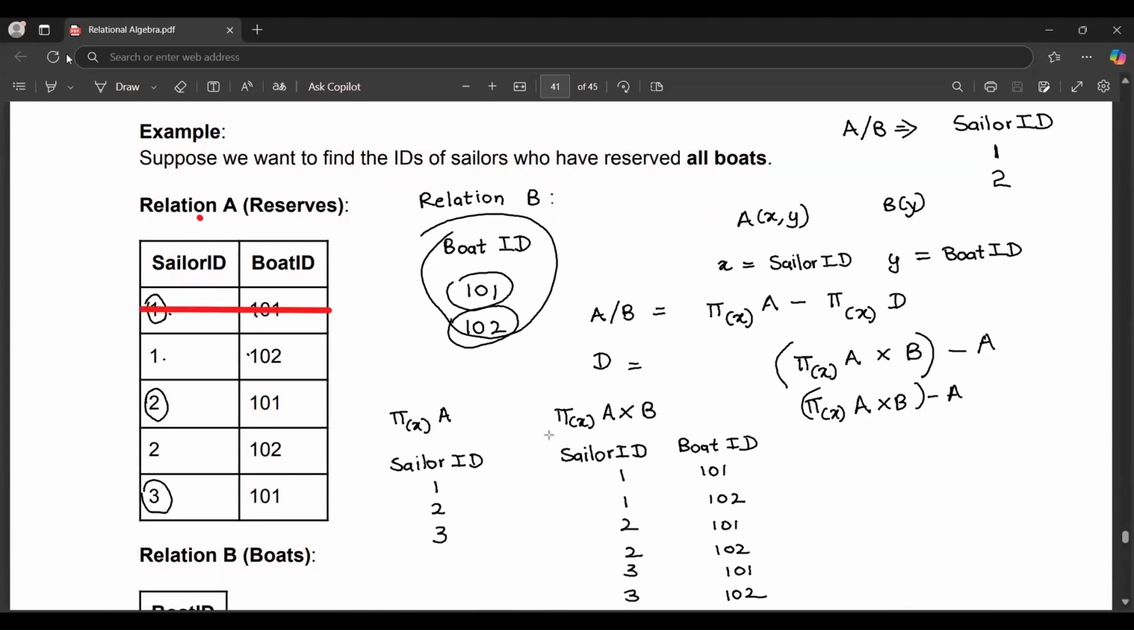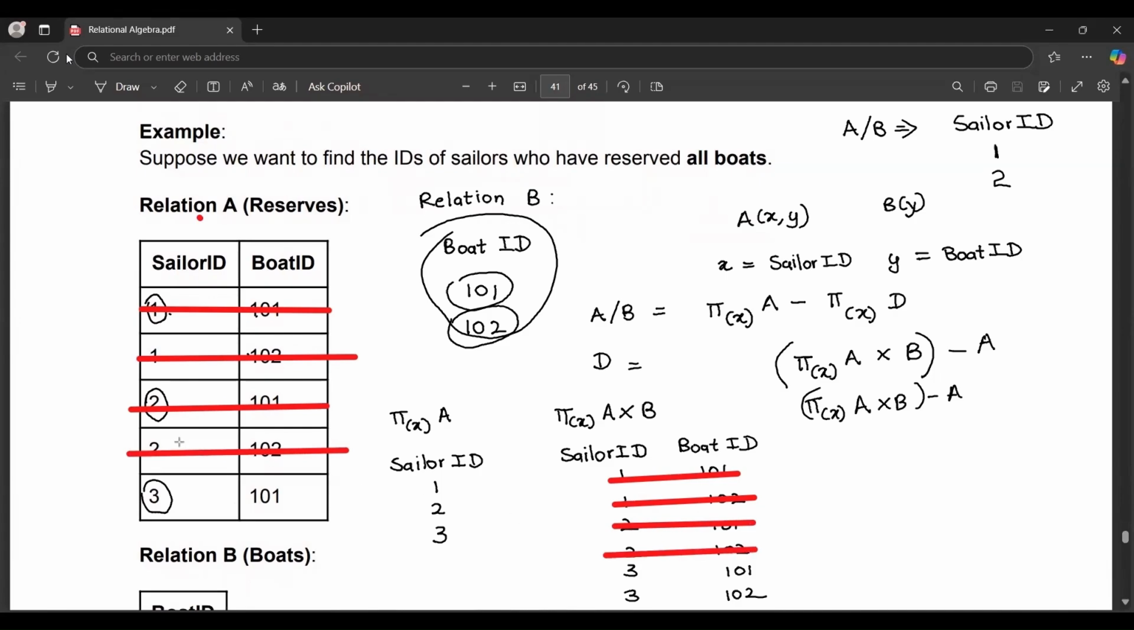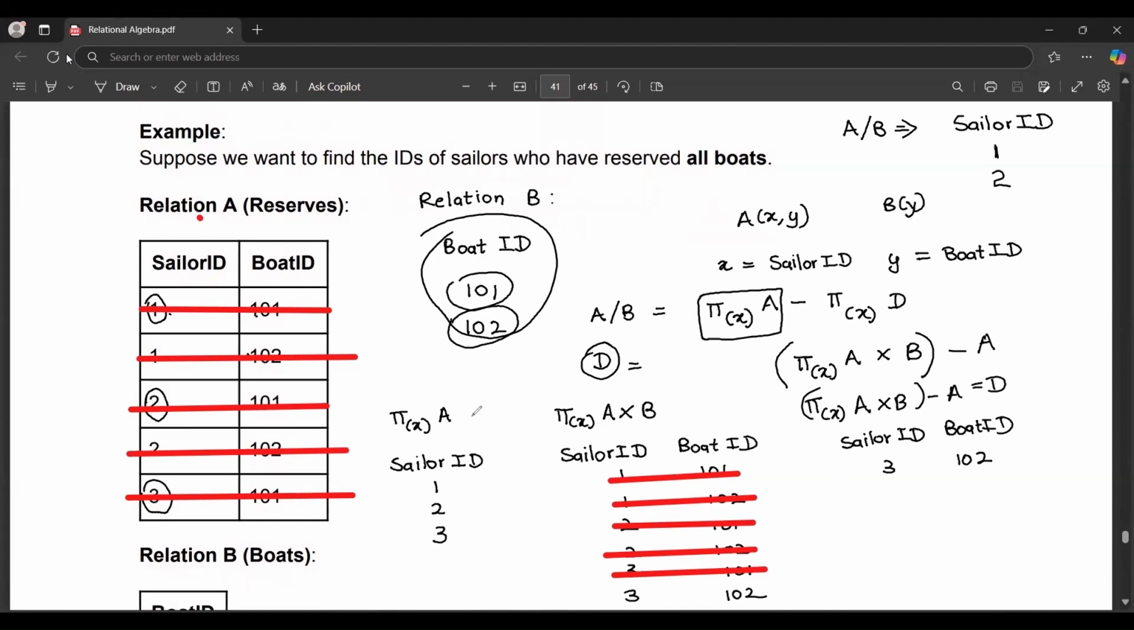If I minus A from this, what will remain? The matching pairs will be gone, pair by pair, so the output will be Sailor ID 3 with Boat ID 302. So this is equal to D. Now we need the first part, and from that we are subtracting project x attribute of D, which is just Sailor ID 3.